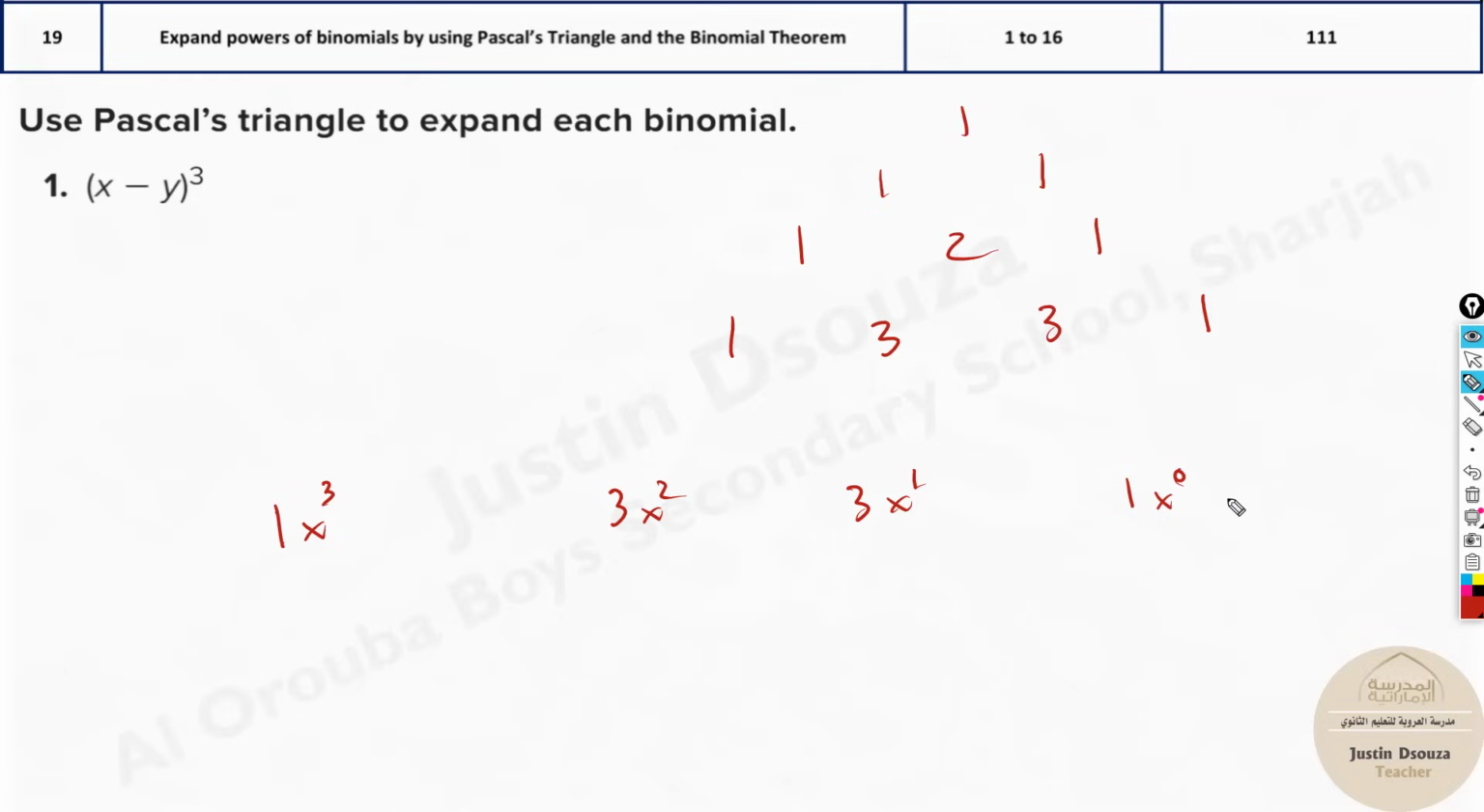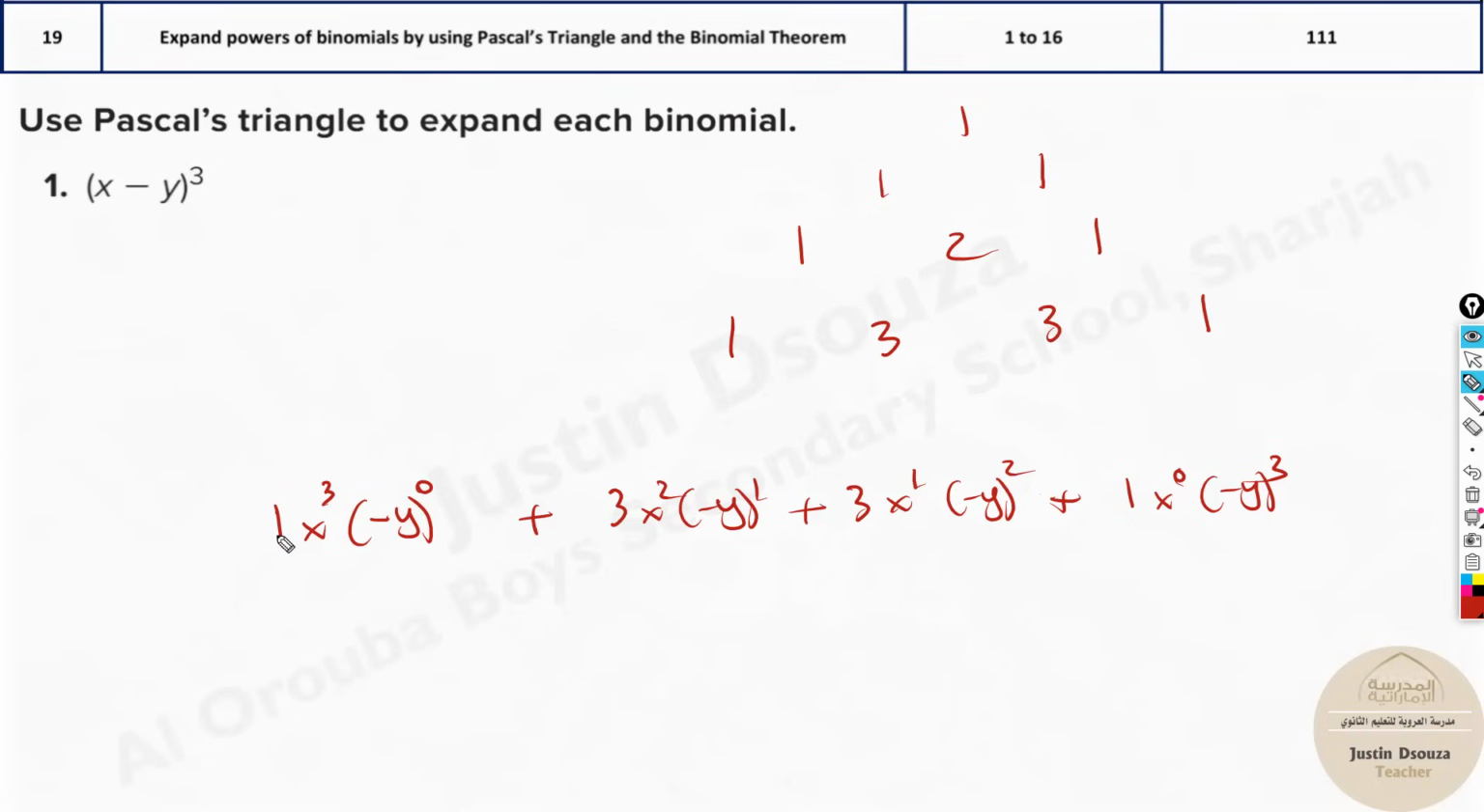You can write it anyway, it's fine. And what about y? Don't forget to write y. It's minus y. This is power 0, minus y power 1, minus y power 2, minus y power 3, and all are being added together. Don't think, okay, it's minus, so this is minus. No, the minus will be inside the bracket for y, and then the power is outside.